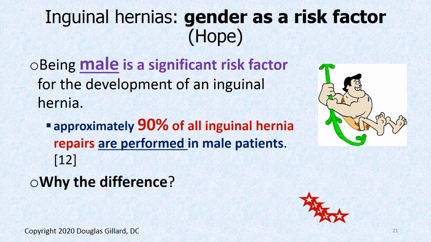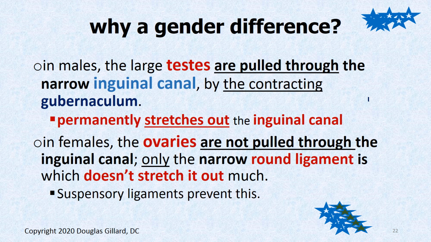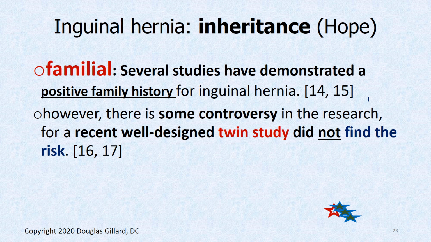But anyway, being male is a huge risk factor for developing inguinal hernia. 90% of all inguinal hernia repairs are actually in male patients. Why the difference? Well, it's thought something about the testes. We'll go through some embryology, but the testes are pulled down through the inguinal canal, and it stretches it out. In females, the ovaries aren't pulled down; they stay up. The only thing that gets pulled down the inguinal canal is just that little skinny round ligament, and that doesn't do anything. So that's the reason that we believe that to be so.